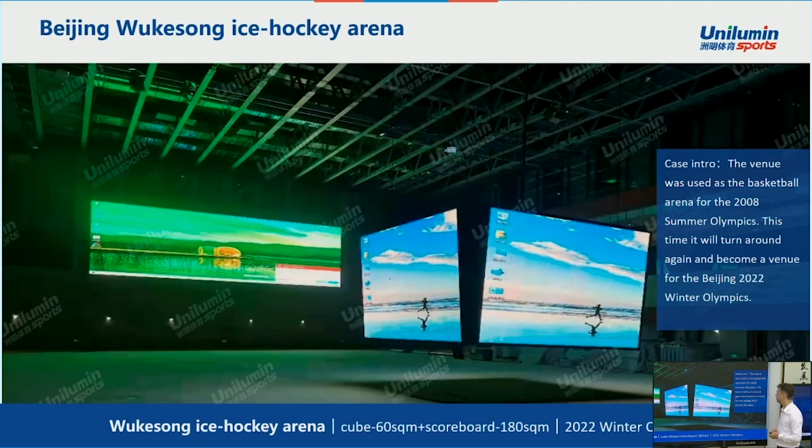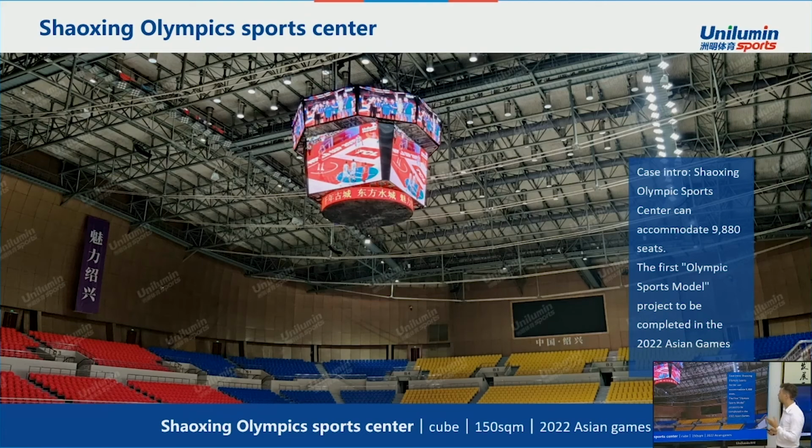This is the case in Beijing. It's another Olympic arena, ice hockey sports center, where we provided the scoreboards and cubes. Here, Olympic Sports Center in Shaoxing, not so far from Ningbo and Shanghai. So it's another Asian Games arena of 2022. We provided structure, cube lifting, hoisting, of course, screens and control system.